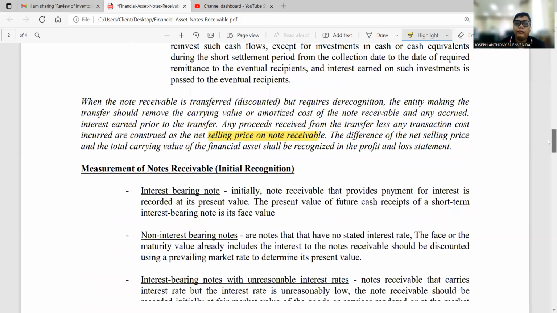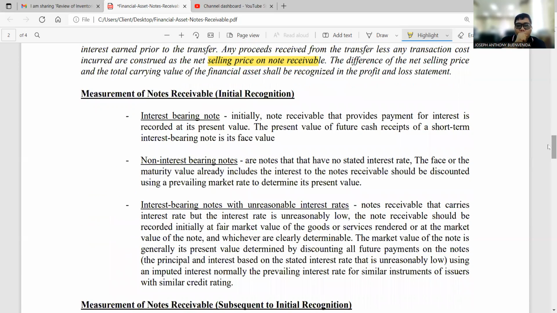Now, measurement of notes receivable. Initial recognition. If interest bearing, of course, whatever is in the note, that is what we follow. Initially, a note receivable that provides payment for interest is recorded at present value, which is its face value if interest bearing. If non-interest bearing, where there is no stated interest rate, the face or maturity value already includes the interest, so it is imputed. We need to discount it to its present value using the prevailing market rate.